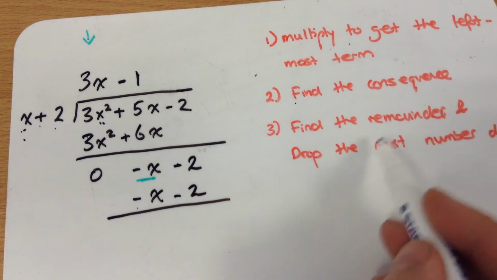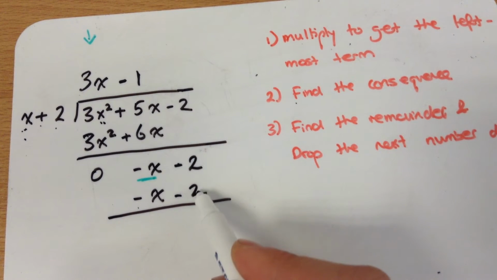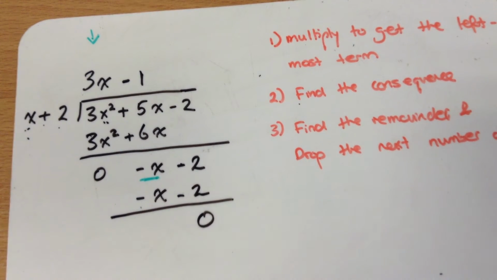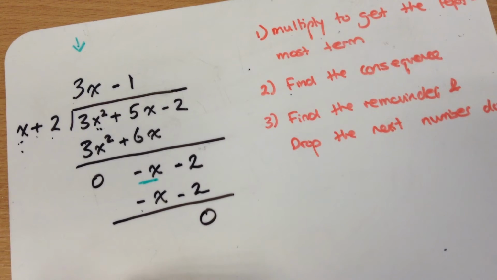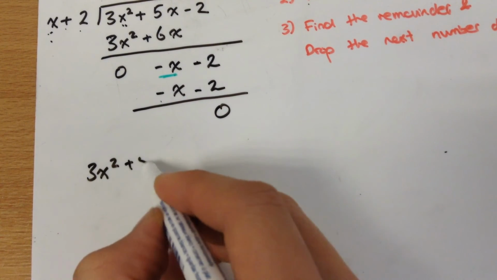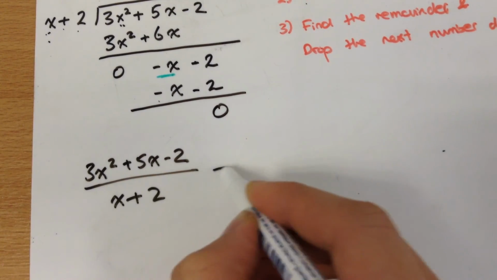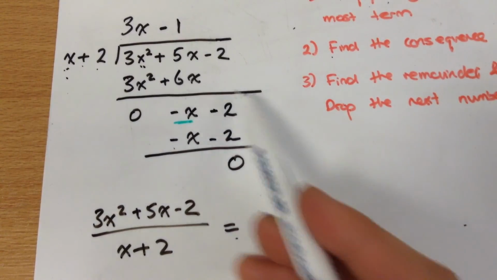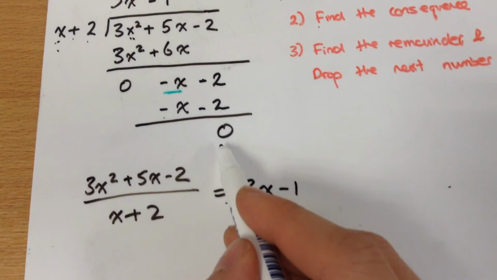Once I've found a consequence, I've got to find a remainder. So I've got to do minus x minus 2 from minus x minus 2. Minus x minus x gives me 0. Minus 2 minus 2 gives me 0. Therefore, my answer of 3x squared plus 5x minus 2 divided by x plus 2 gives me 3x minus 1 with a remainder of 0.